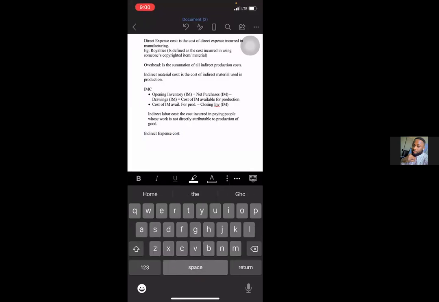And so what are some of the examples of indirect expense? On the indirect expense cost, we have factory rent, we have factory electricity, any other?